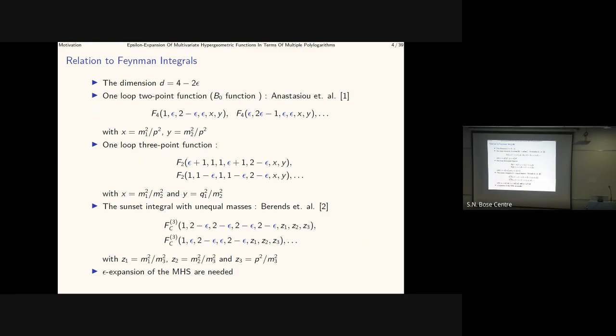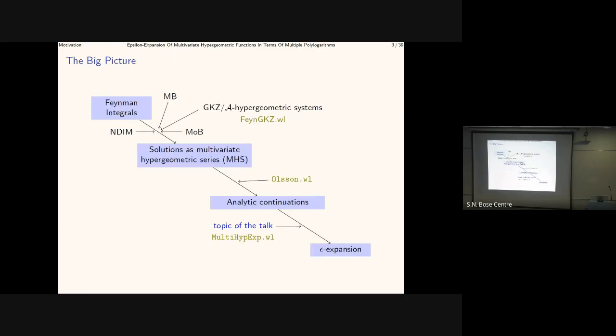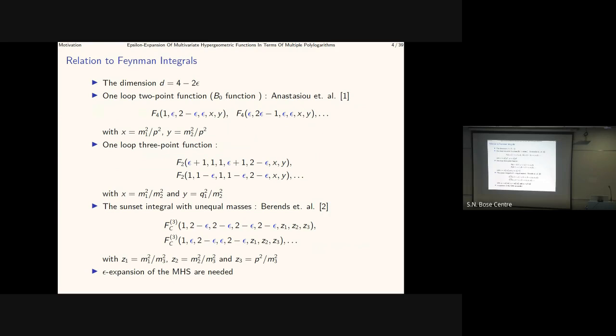So the point to note is the dimension parameter d, which is usually written as 4 minus 2 epsilon, appears in the Pochhammer parameters of this function, and the ratio of the scales involved in the integral, that is the mass of the propagator and the external momentum, appears as a variable here. So this is essentially stage 1. That is, given an integral, we write it as a hypergeometric function. So this integral is written in terms of Appell F4.